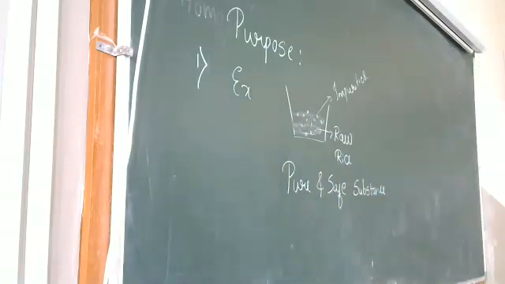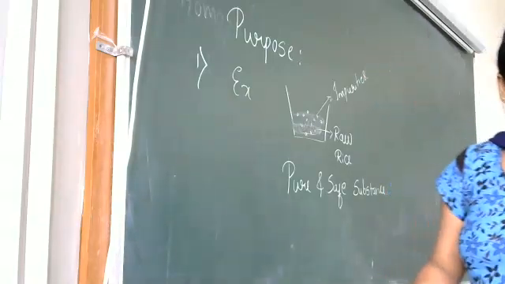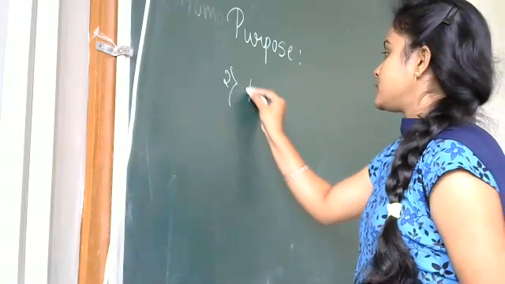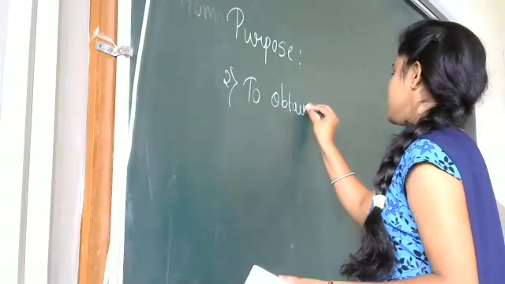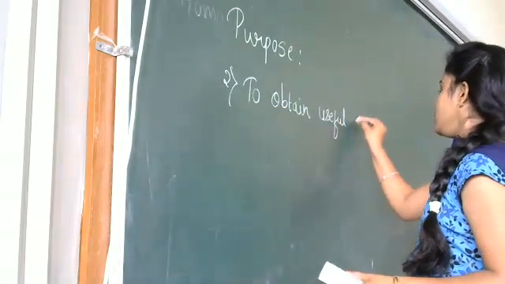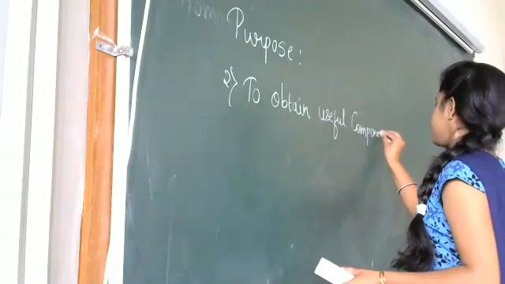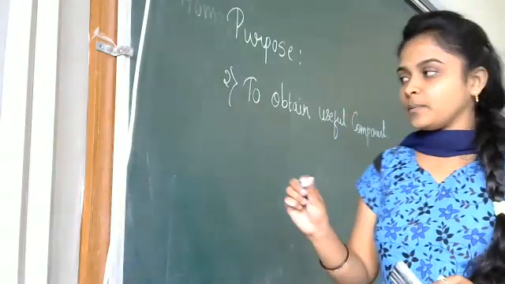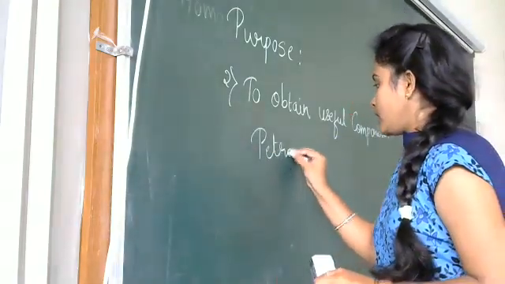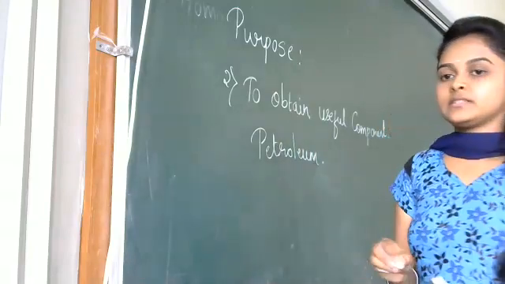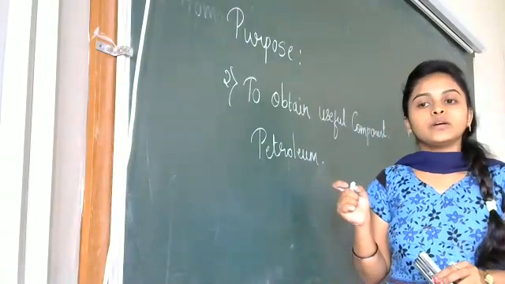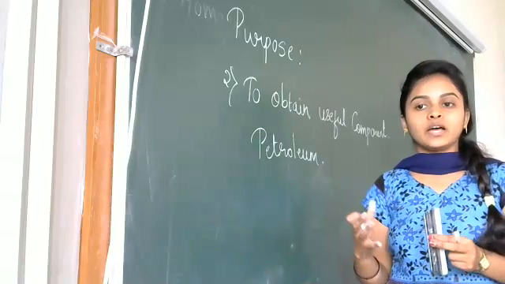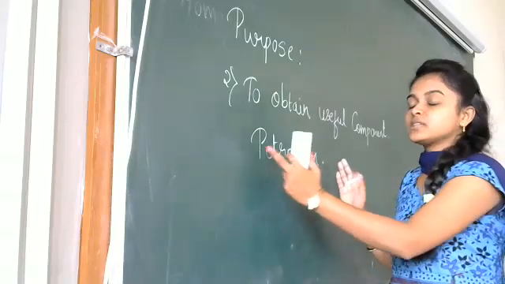Next, to obtain useful components. The second purpose is to obtain useful components. In order to understand this, I'll take one example. We'll take petroleum. From petroleum, we can take many products which will be useful in our daily life. So petroleum is a mixture.